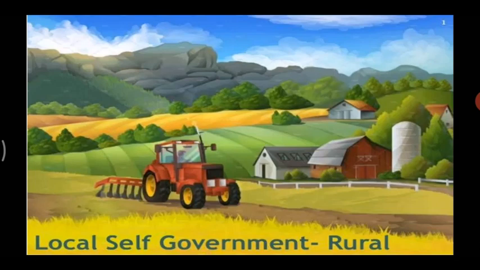Now, one such organization is the local government bodies. Local government bodies play an important role in the regulation of society. That means the society should run smoothly. The local government bodies are broadly divided into two types: rural and urban local bodies. In this chapter, we will learn about the rural local government bodies, and in our next chapter, we will learn about the urban local government bodies.